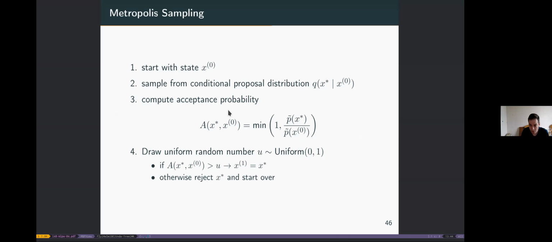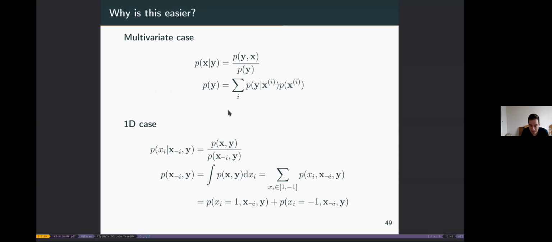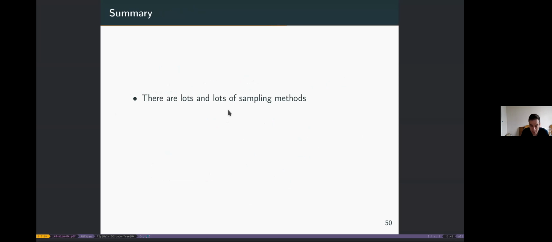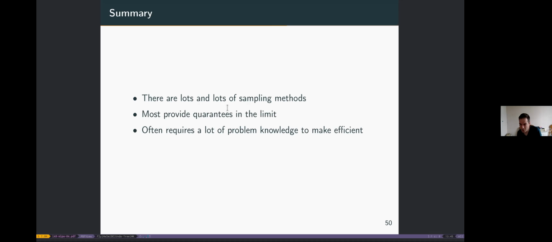Because we're running a little bit out of time, I'm going to quickly summarize sampling. There are tons of different sampling methods that you can apply. Most of these methods provide a guarantee in the limit, but very often it requires a lot of problem knowledge to make these efficient. But there are toolboxes that you can use, state of the art, where there is a ton of heuristics that allows you to still do this reasonably efficiently.